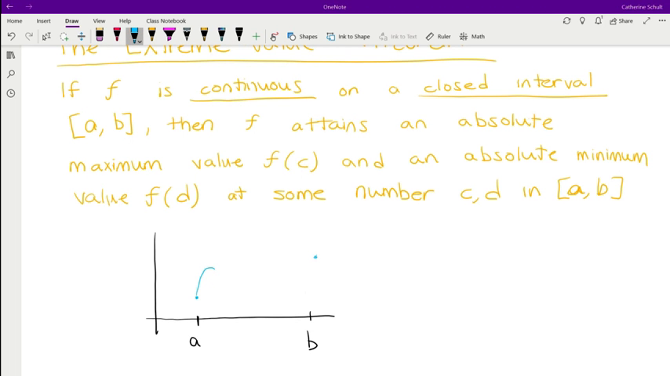Let's say you tried to get more creative, and you did whatever you wanted to do with your function. Oops, that's not a function anymore. Let's make sure it's a function. You try to go really high and really low and stuff like that. No matter how you draw it, you're always going to end up with an absolute maximum and minimum because the function is continuous and it's on a closed interval. All right, so that's why it works.